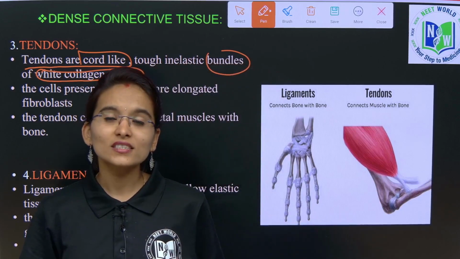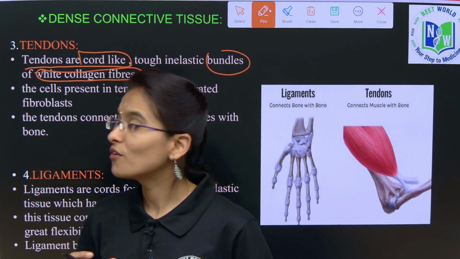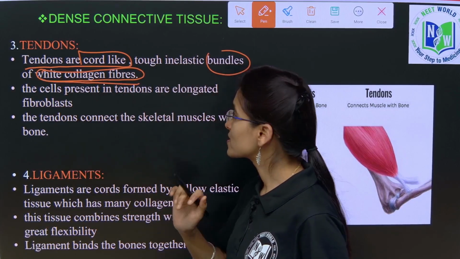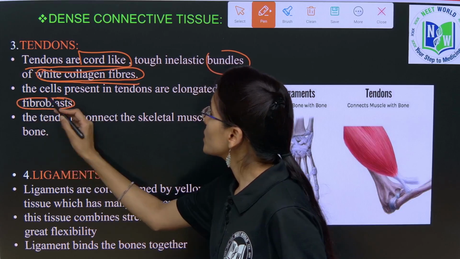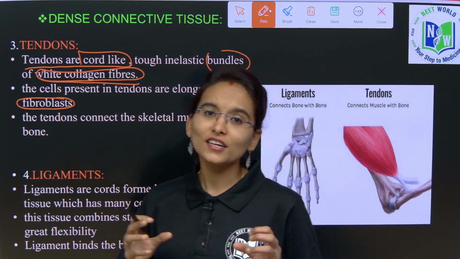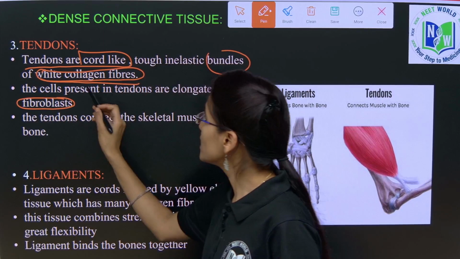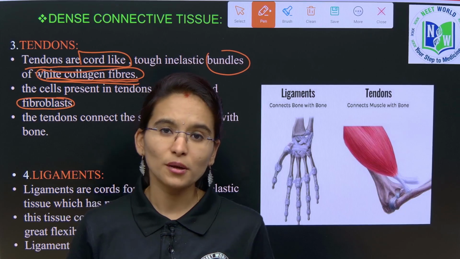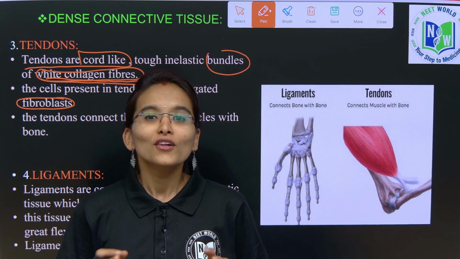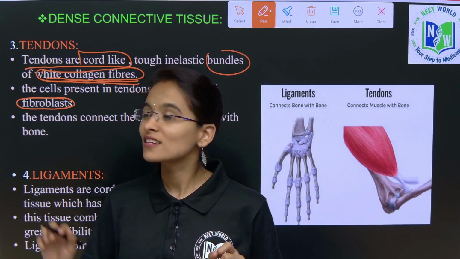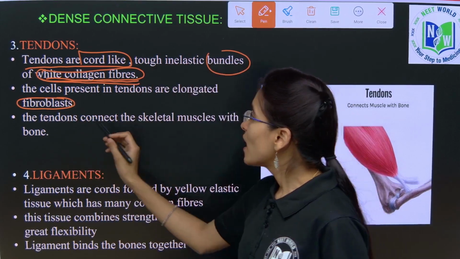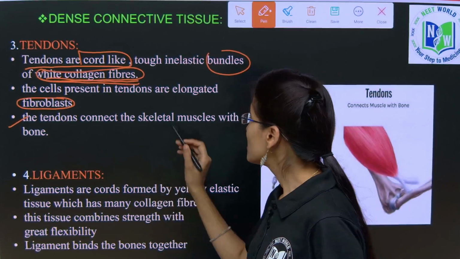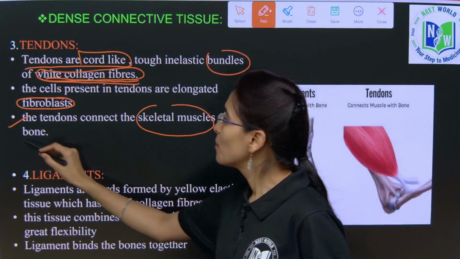In the tendons we can see many fibers, those are called white collagen fibers, and they also contain some elongated fibroblasts. And the tendons connect the skeletal muscles with the bone.